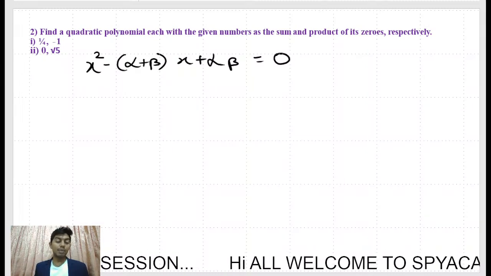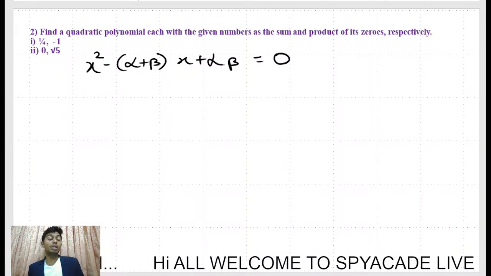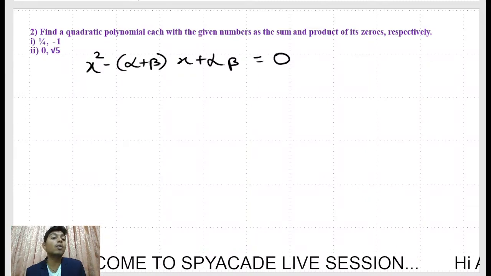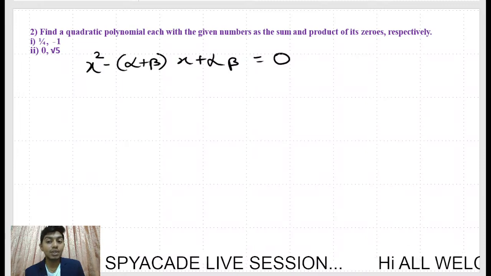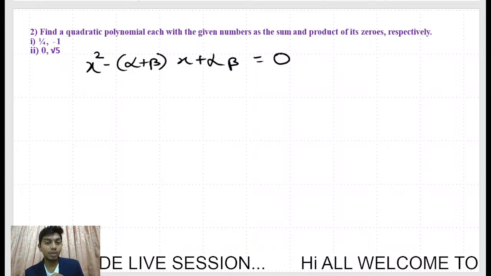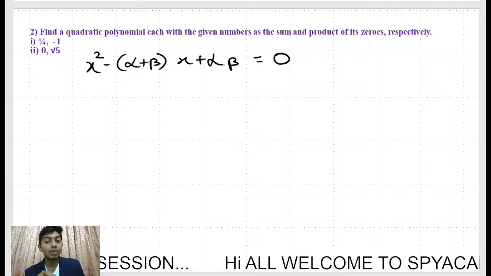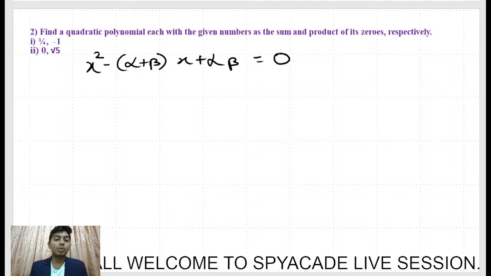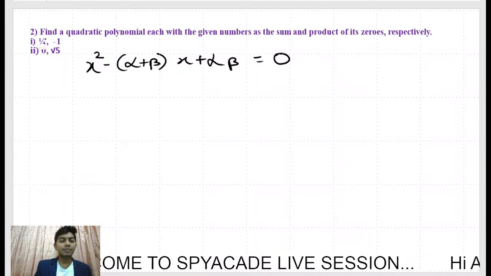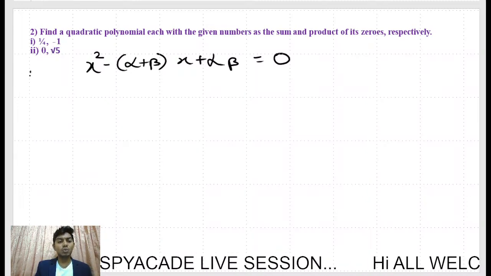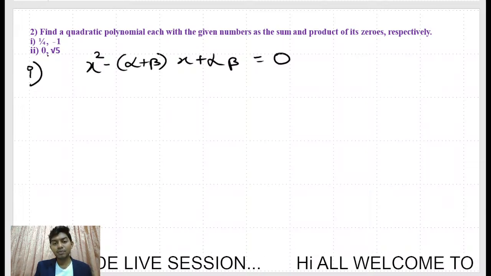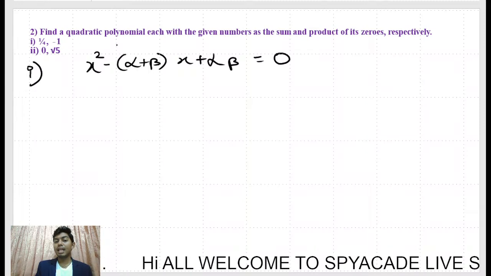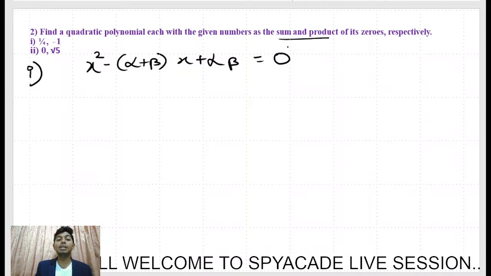Now find a quadratic equation with the given numbers as the sum and product of its zeros. Here is the twist in many of the questions. Even in board exams they sometimes give the zeros of the polynomial and ask you to make this equation. Sometimes they will give you the sum and product of the zeros and then ask you to make this equation. So you have to be very careful here. Let us do the first one. Whether 1 by 4 is the alpha value or what else it is, they had given very clearly the sum and product.